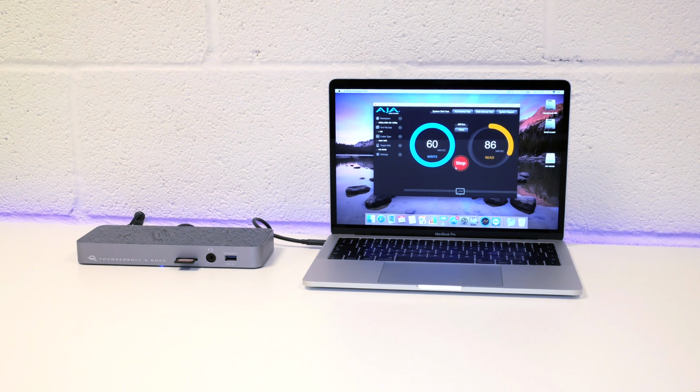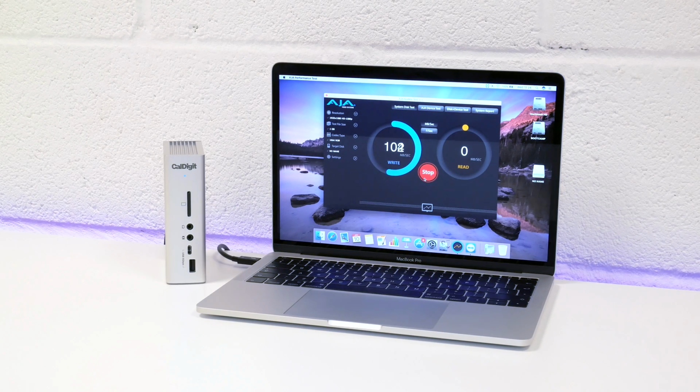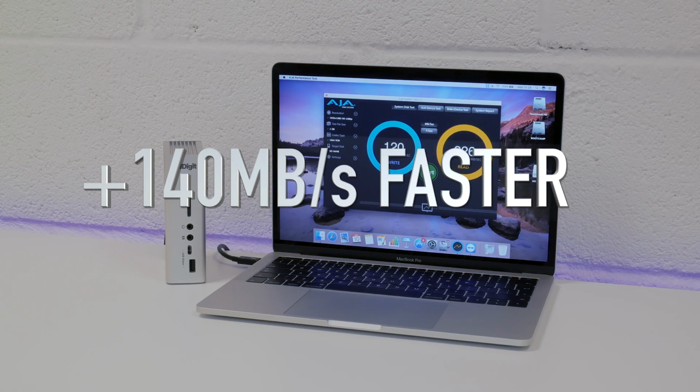The OWC dock is utilizing an SD 3.0 UHS-I card reader in its dock. As you can see, the read speed is 86 megabytes per second. The TS3 Plus is utilizing an SD 4.0 UHS-II card reader. As you can see, the TS3 Plus has achieved read speeds of 226 megabytes per second. That's 140 megabytes per second faster performance than the OWC dock. So if you're a photographer or filmmaker and you need to transfer files fast from an SD card reader, the TS3 Plus offers the best performance out of these docks.